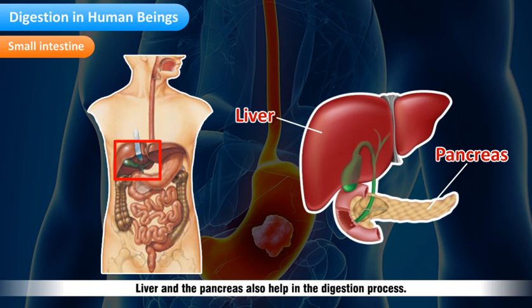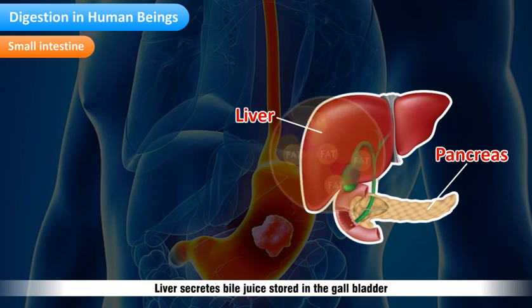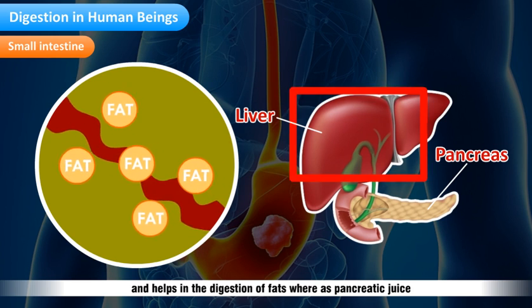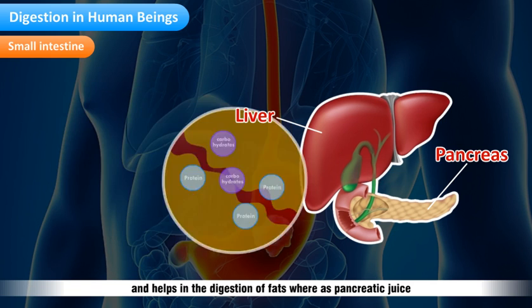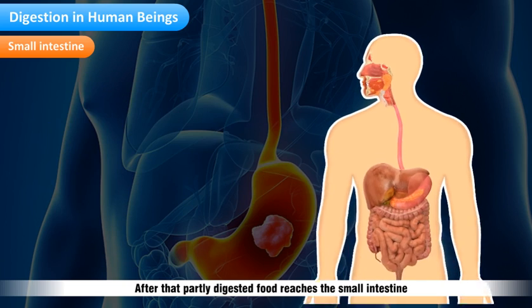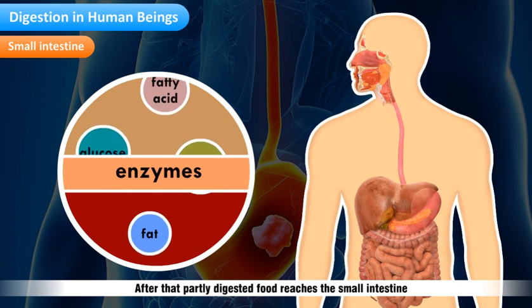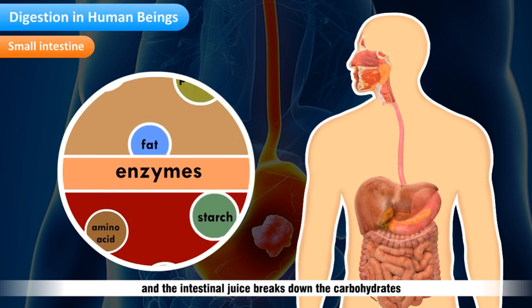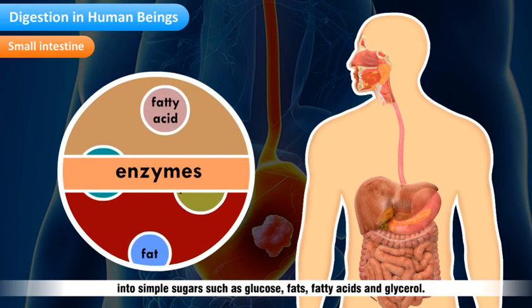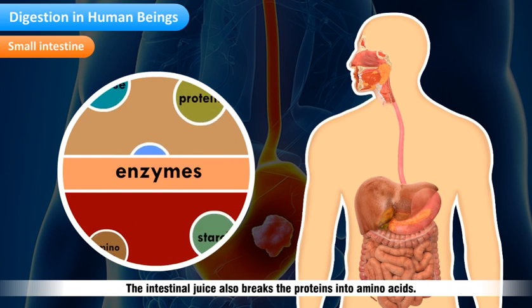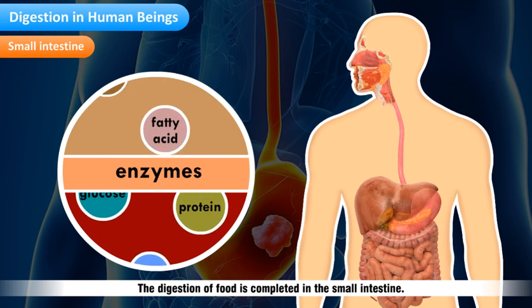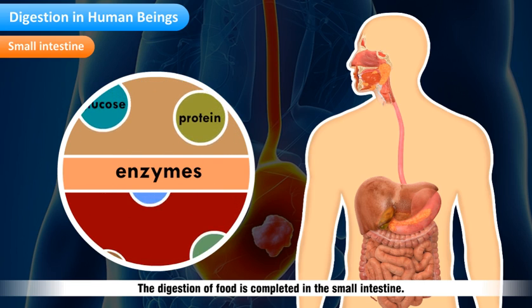The liver and the pancreas also help in the digestion process. The liver secretes bile juice, stored in the gallbladder, which helps in the digestion of fats, whereas pancreatic juice breaks down the molecules of carbohydrates. After the partly digested food reaches the small intestine, the intestinal juice breaks down the carbohydrates into simple sugars such as glucose, and fats into fatty acids and glycerol. The intestinal juice also breaks the proteins into amino acids. The digestion of food is completed in the small intestine.